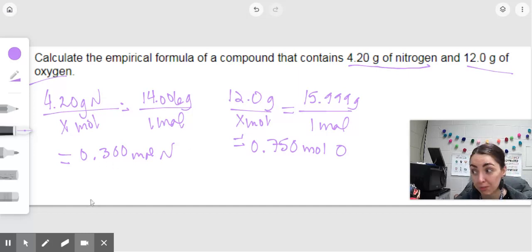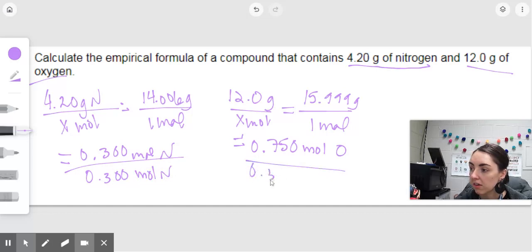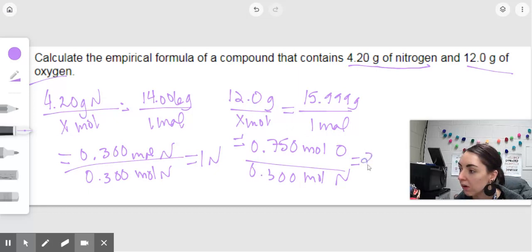Between these two, the smallest is the nitrogen. So I'm going to divide this by 0.300. I'm going to divide this by 0.300. This is obviously going to be 1. So in my formula, I'm going to have 1 N for every 0.75 divided by 0.3, 2.5 O's.